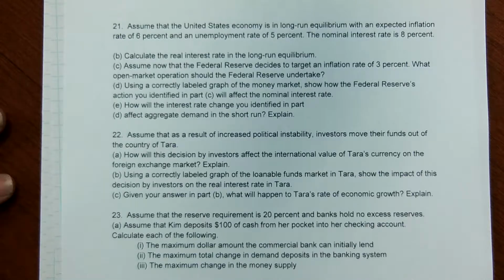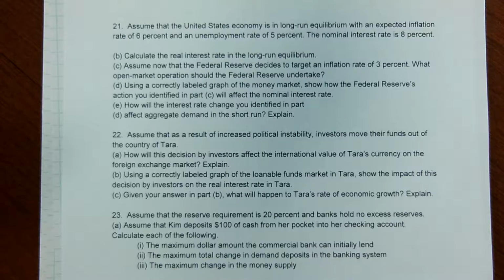All right, so the first question, we're going to assume that the United States economy is in long-run equilibrium. We don't have a recession. We don't have an inflationary gap. We're right on the money. We have an expected inflation rate of 6% and an unemployment rate of 5%. The nominal interest rate is 8%. So they've given us some vital information we're going to need.